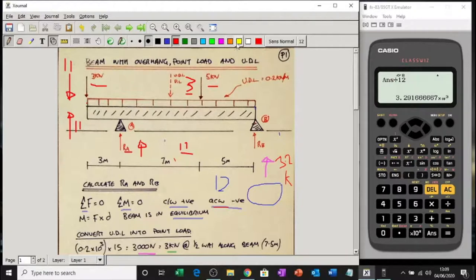So this bit here now is going to be my pivot point. There's one force, 5 kilonewtons, going that way, which is anti-clockwise. That 3 is also going to push this beam that way, if that wasn't there. That's also going anti-clockwise. RA is trying to push it that way, which is clockwise, and the 3 is trying to push it that way as well. There's the pivot point.